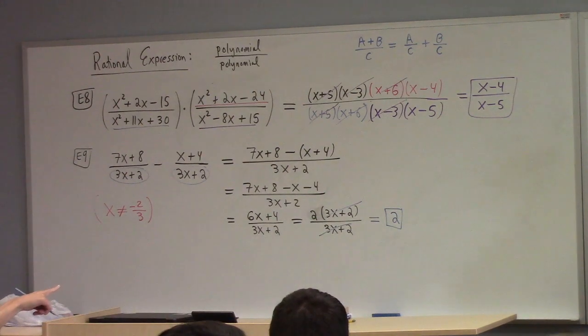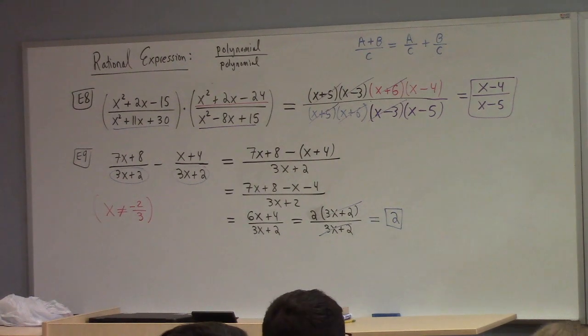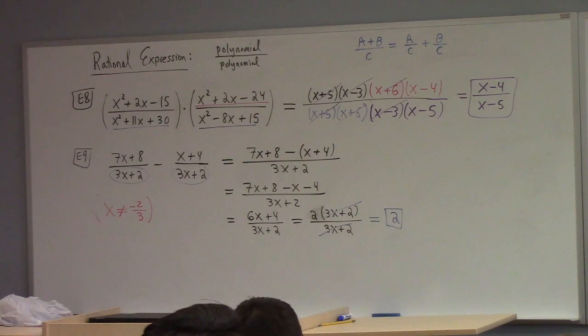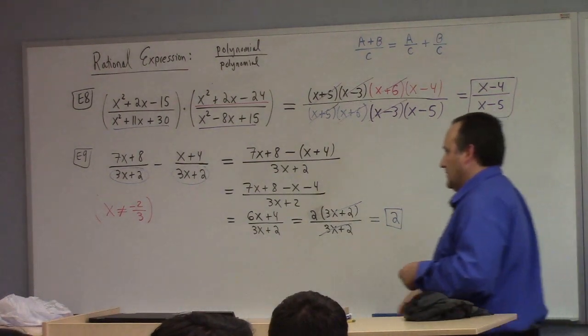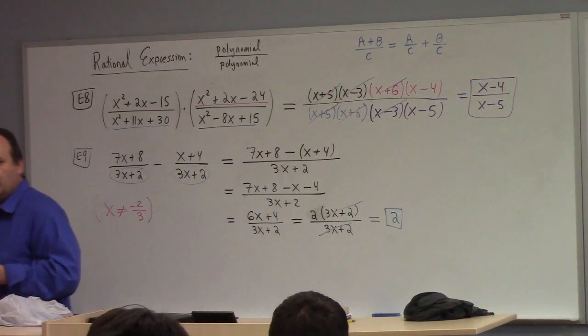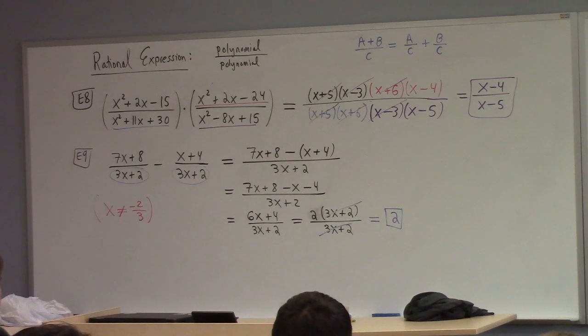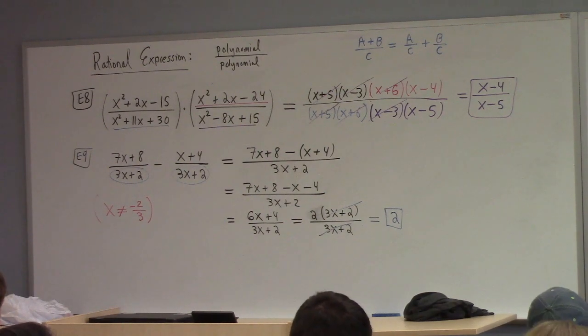Well, I thought you got 2. Well, yes. My point is that that calculation is only legit if x is not equal to that. So the domain of this expression is all x except for x equal to minus 2/3.